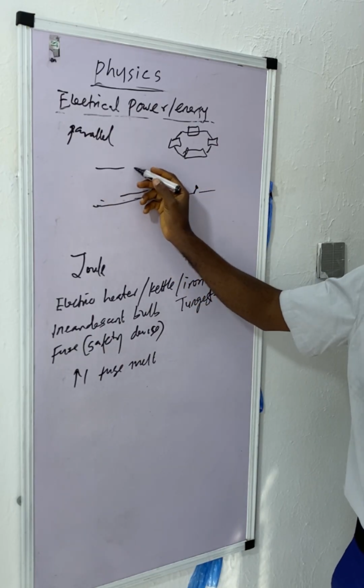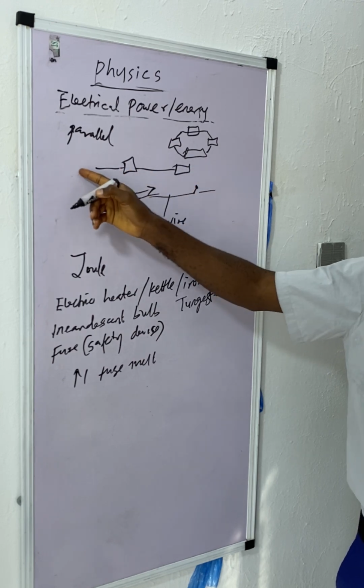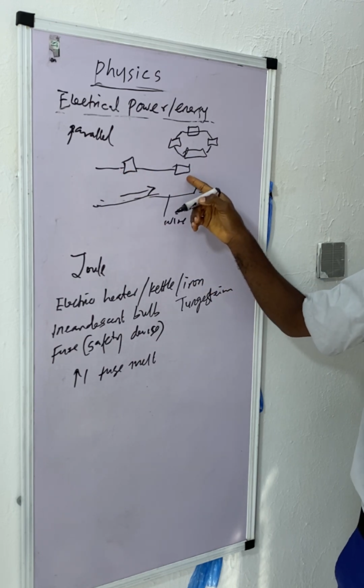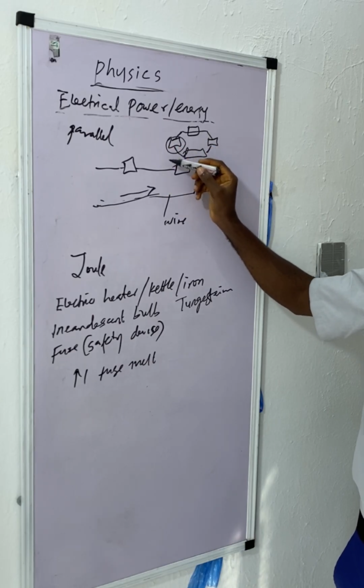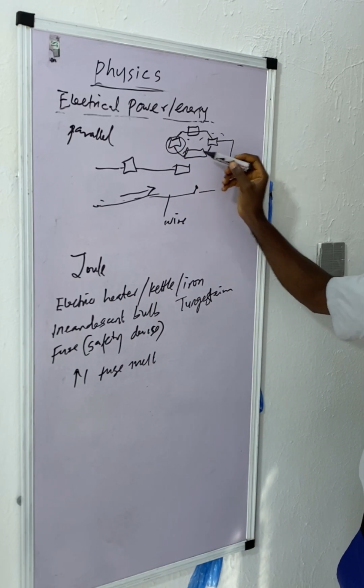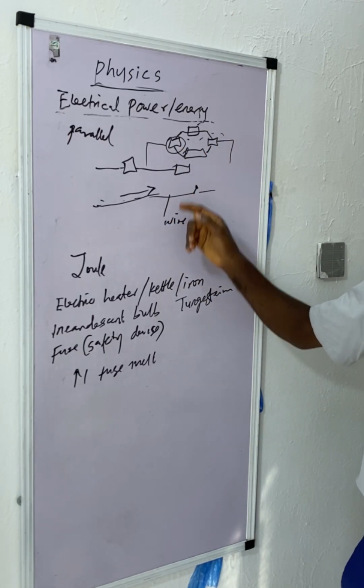Failure of one doesn't affect the other. If you do a series arrangement like this, if this fuse fails, since the source of the current is here, this one will not work. But if it's in parallel, because they are branched, if one fails, the other will still work because they have a branch here and they have a branch here. If one fails, others will still work.